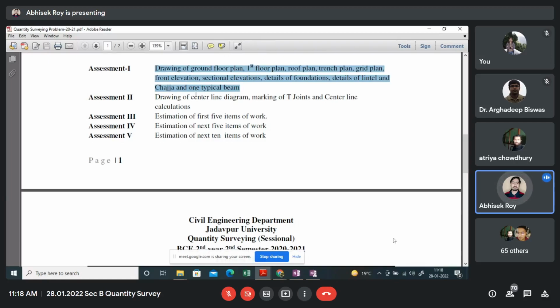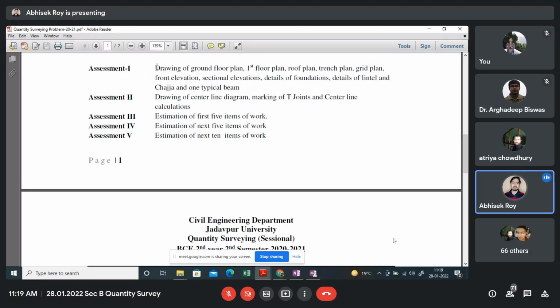But let us discuss first with all the teachers, and then we will inform you. But from the second assessment, that is basically the starting of the quantity estimation, because this subject's goal is not to teach you how to draw, how to visualize the things, how to visualize a sectional elevation, because this is the prerequisite of this subject. You already know these things, as you have already started this building planning and drawing, right?